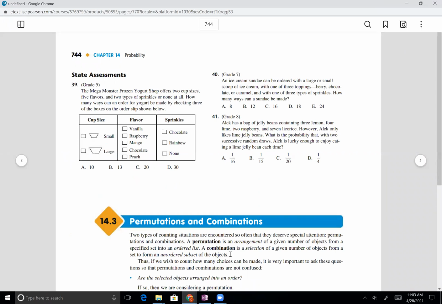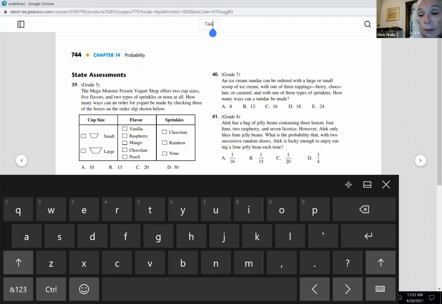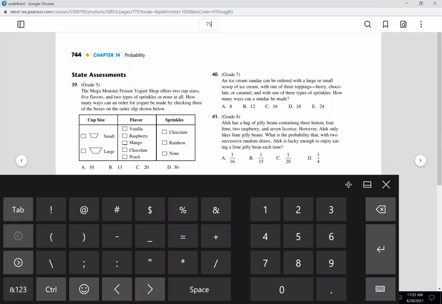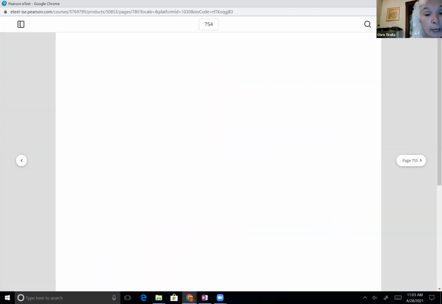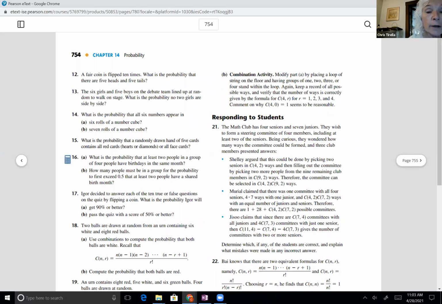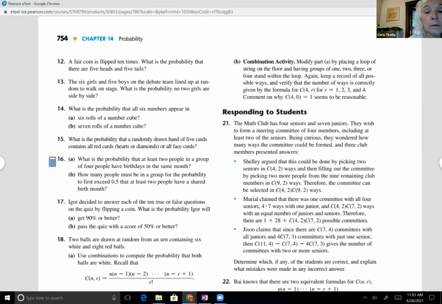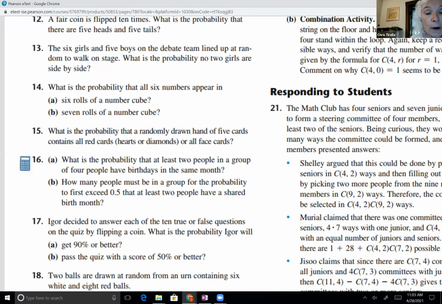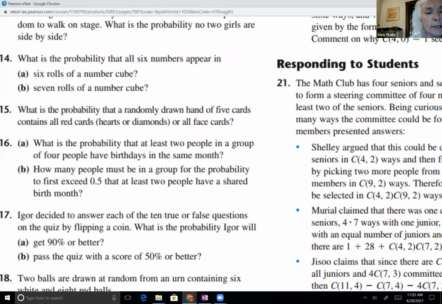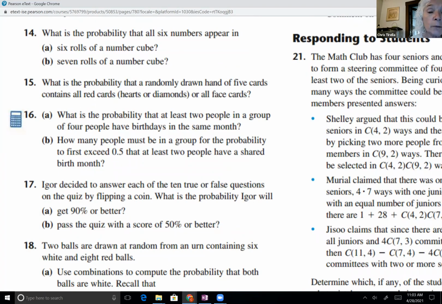Can we look over 753, question 16A? Okay, so page 753, you said, right? Yep, 753. Question number 15, I believe, is probably on that next page. What is the probability that a randomly drawn hand of 5 cards contains all red cards, hearts or diamonds? It was question 16. Okay, thank you. I don't remember assigning 15. What's the probability that at least 2 people in a group of 4 have birthdays in the same month?